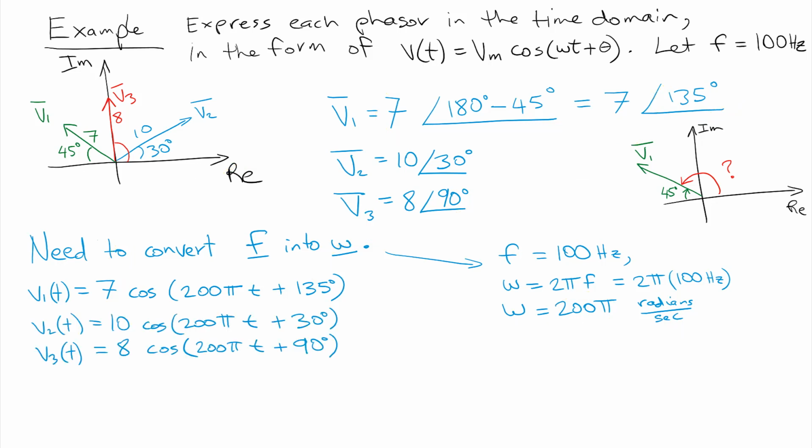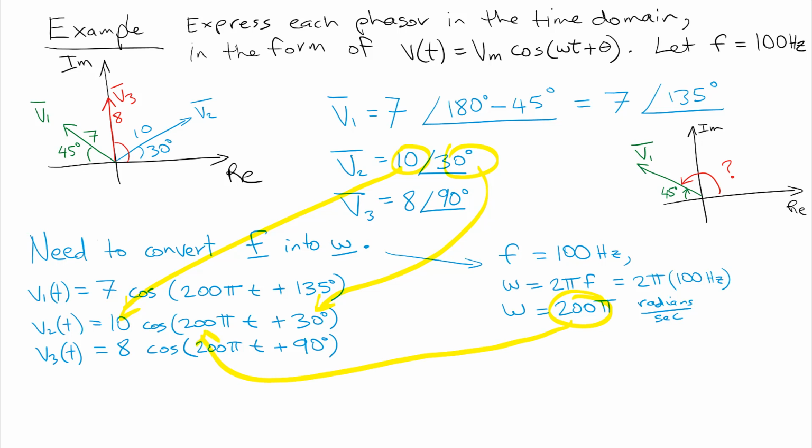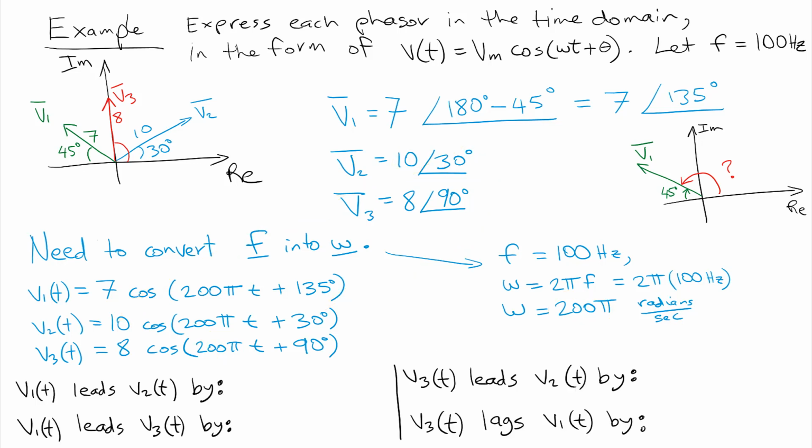So then, it's fairly straightforward to repeat the process for V2 and V3. So 10 comes down here, the 30 degrees comes here, and omega comes here for V2, and then V3 follows the same pattern, 8 and 90 degrees. Okay, so now let's talk about what the relationship between the waveforms is in terms of the phase.